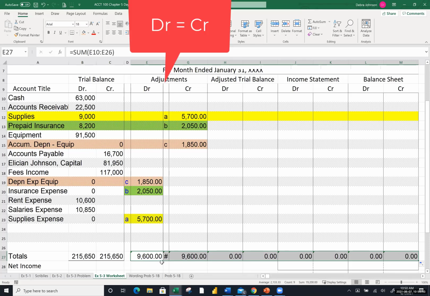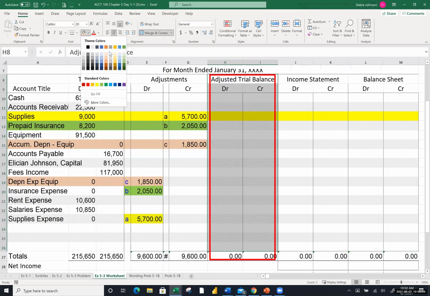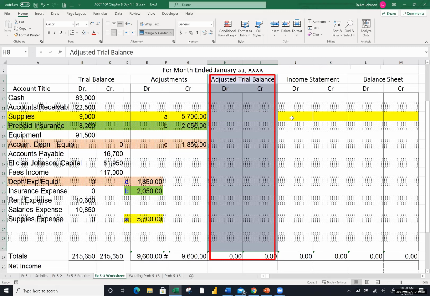Okay, our debits equal our credits. So now we're ready for the next step. So step 1, fill in the trial balance. Make sure it foots. We did it. Step 2, drop in the adjustments. Make sure it foots. Ours foots, the debits balance out to the credits. Step 3, get this adjusted trial balance. So this area right here, this blue area, is what we're interested in filling in next.